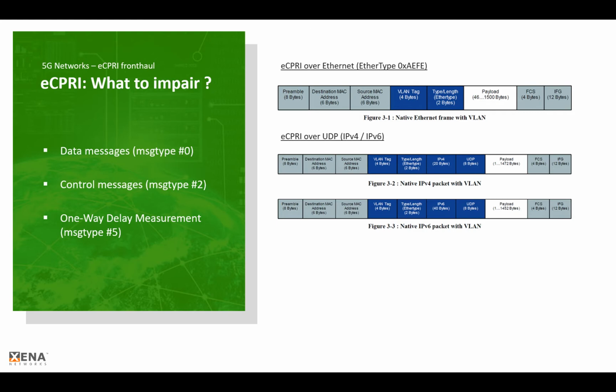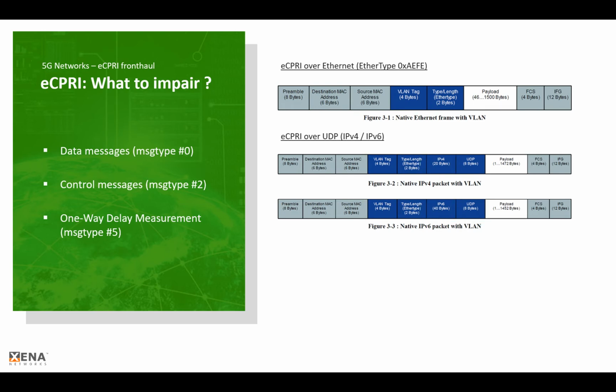Below, we can see the encapsulation when eCPRI is transported over UDP. In this scenario, the UDP ports depend on the implementation and can be used to identify the different data flows. This also includes an optional VLAN. So, if we just want to impair all packets of a given U-plane or C-plane, we can define our emulator flow based on a VLAN, an IP address, a UDP port, or all of the above.